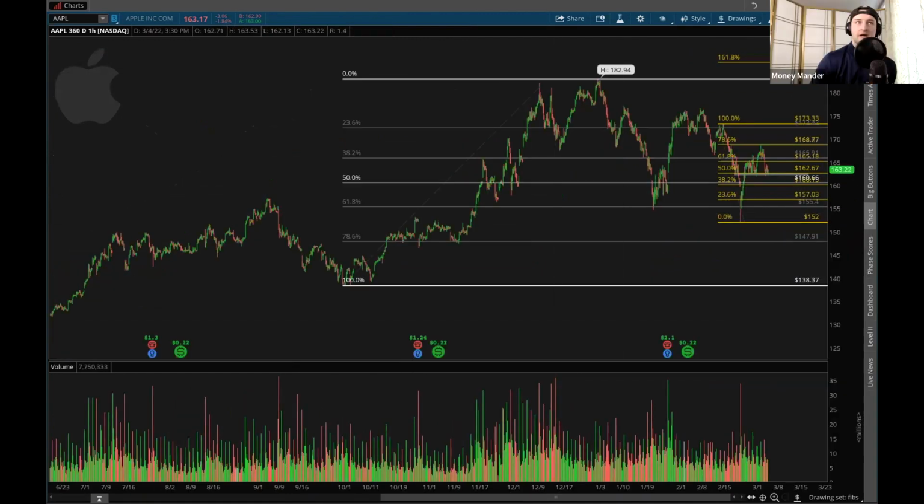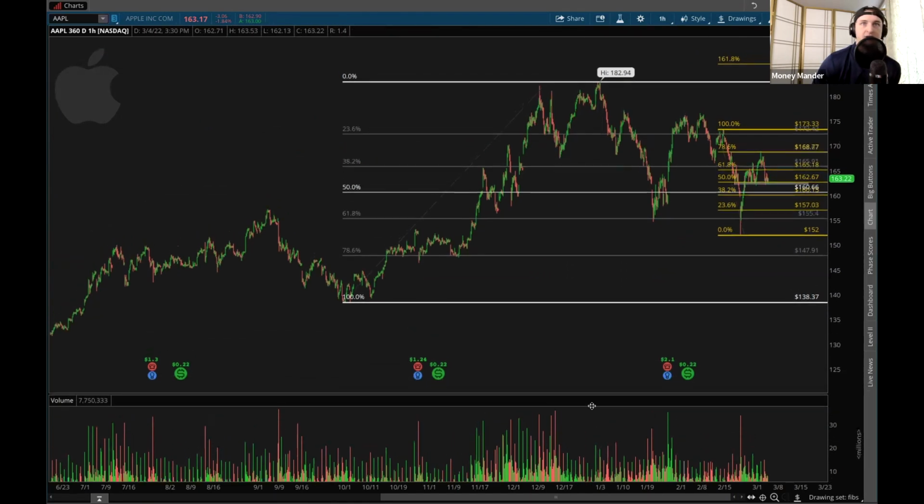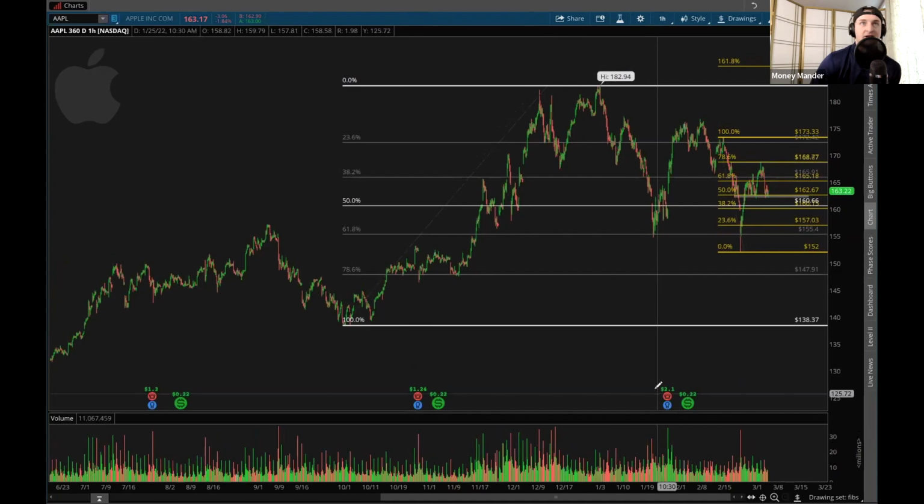So I think these are really good. I have my levels exactly the same as Diamond, plus the super macro one of COVID low to all-time high. Those ones aren't going to give you many levels, though, obviously. I have exactly the same as Diamond has up right now, and I think these are going to be really good levels going into the next week.